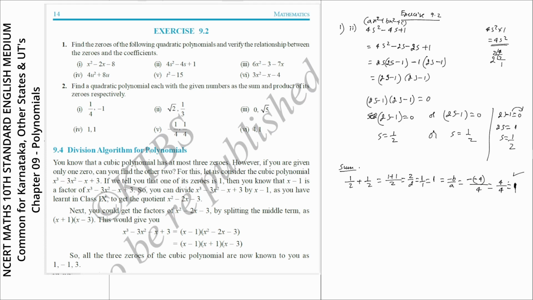Now product. I'll check the product of these zeros. 1 by 2 into 1 by 2 is 1 by 4. So this should be equal to c by a. What is c? C is 1. You can see a is 4. So 1 by 4. So it is verified. Second condition also is verified.